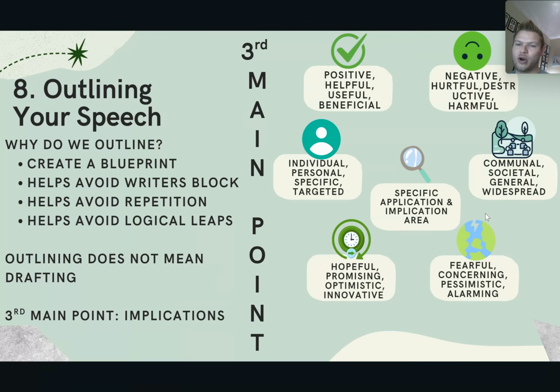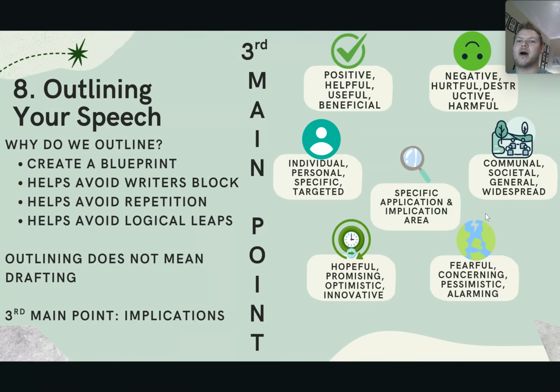Why do we care? The third main point has to hit us over the head with that. So there are different types of applications that third main points might choose to focus on. Usually people will pick one to three or four of these to really go all in on. Sometimes people have implications in multiple points. It's when you use those application implication areas.